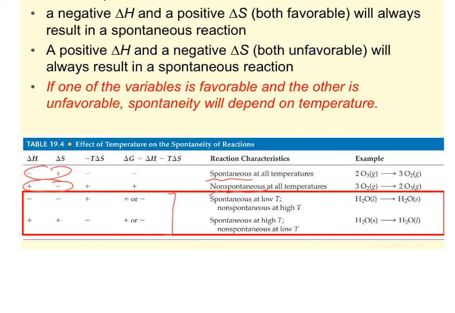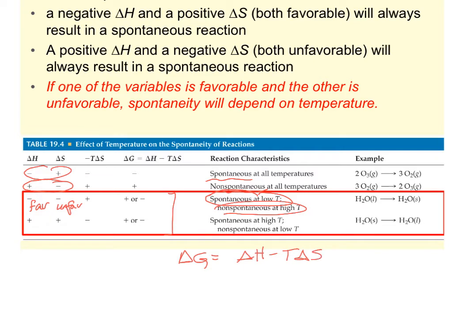If change in enthalpy is favorable, it's a negative sign, right? Meaning exothermic. If that's favorable and entropy is unfavorable, meaning entropy is decreasing, it will be spontaneous at low temperatures and non-spontaneous at high temperatures. So take whatever time you need to understand that and be able to explain it and interpret it.